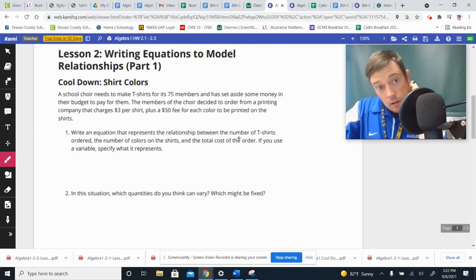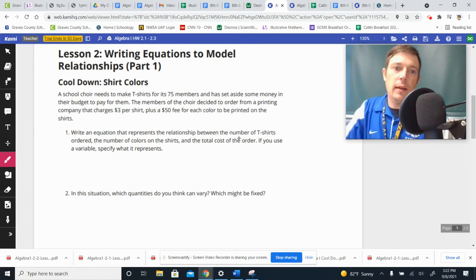Hey, Algebra 1, Caitlin here with your second lesson cool down, and we are writing equations to model these different relationships. This is the first part of the lesson. We'll finish up the second tomorrow.